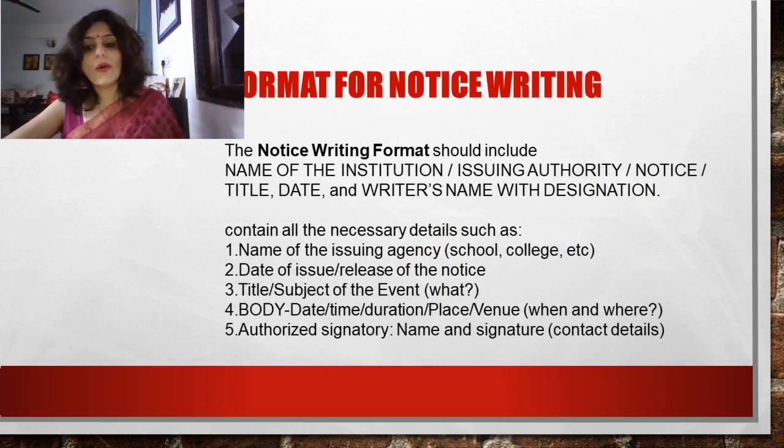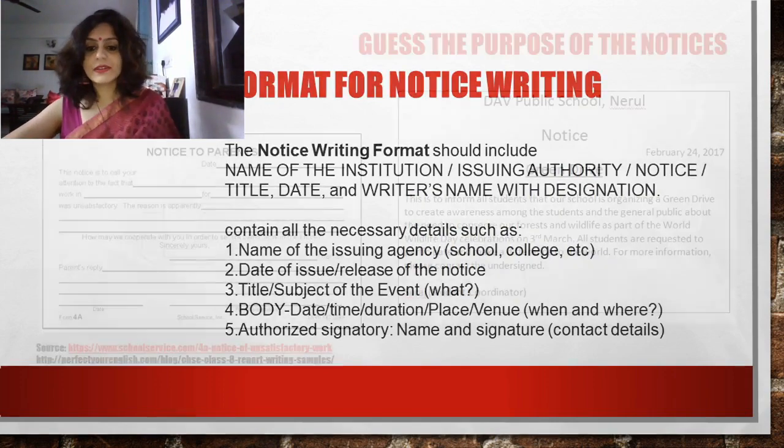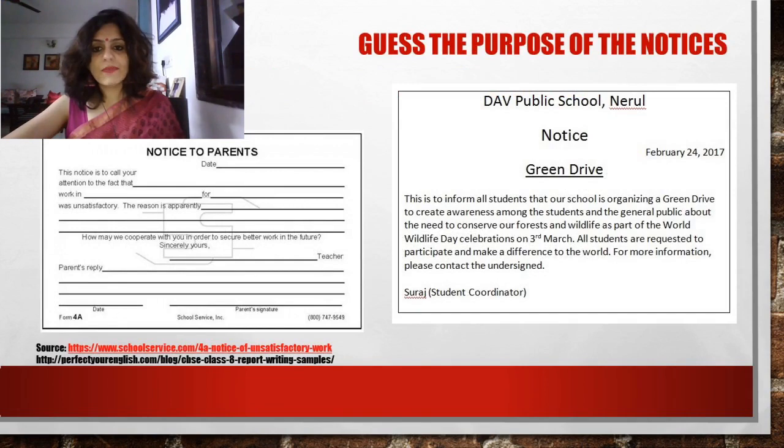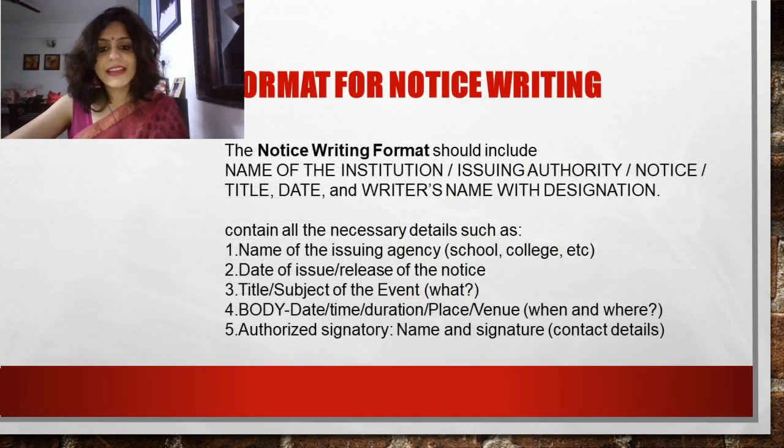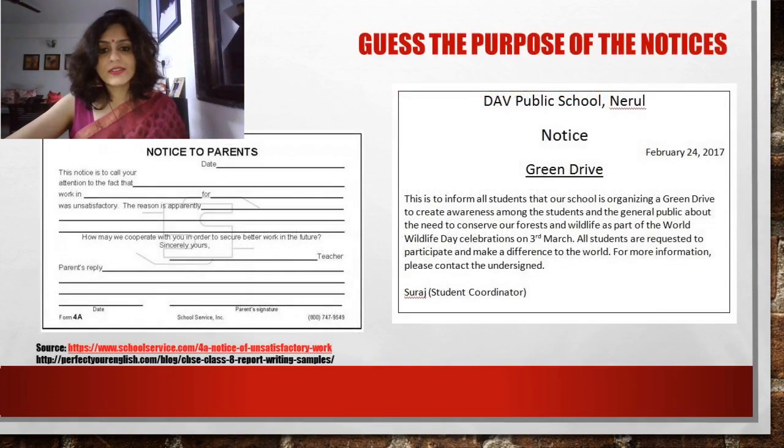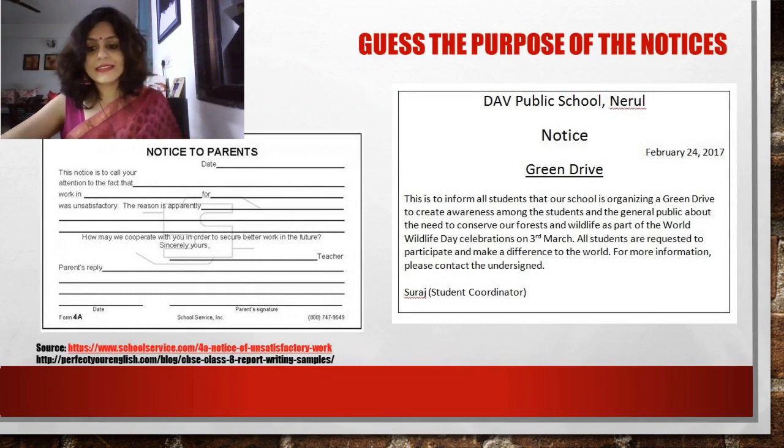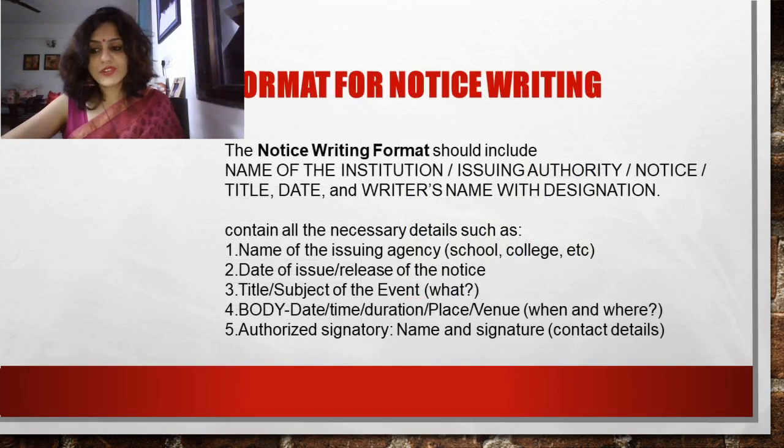And then you have the body. Body is the actual content which comes under the notice. So this is the body of the notice, right? This entire thing is the body. And if you see, it has the date over here, and then it has the event, the name of the event, and other details. And finally, it should have the authorized signatory and their contact details. So you have it over here, if you see, right? So that's the format which you should bear in mind.